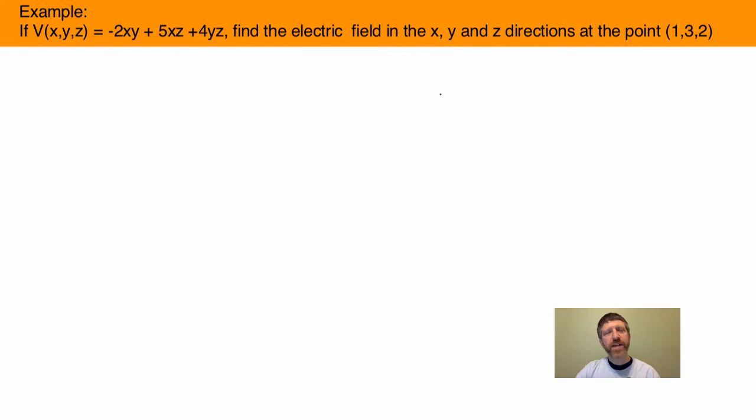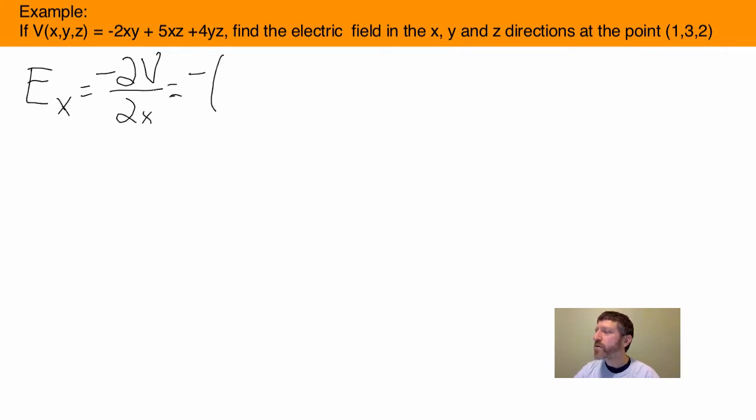So let's take this example of finding the field from the potential function. What we have is potential in terms of x, y, and z is negative 2xy plus 5xz plus 4yz. And we want to find the electric field in the x, y, and z directions at the given point. So to find the field in the x direction, that will just be the negative partial derivative of V with respect to x. I'm going to put the whole thing in parentheses here and negativize the whole thing.